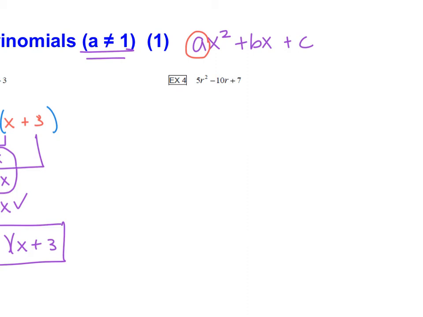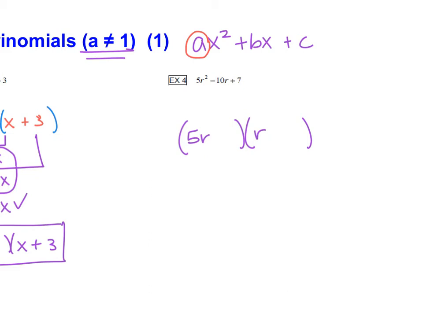All right, next example. I get my two parentheses. I look at the first term, it's a 5r squared. So again, that's kind of nice because only 5r times an r equals 5r squared. Now, the second number I put in has to multiply to a positive 7.